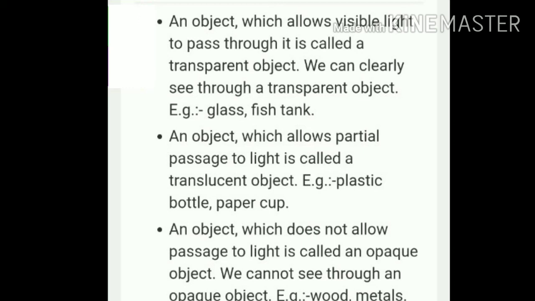Suppose wood or metal. For example, suppose a wooden door is there, and someone rings the bell at the door. Are you able to find out who is there outside? No, we are not. How could we know? Because we are not able to see through the door, because the door is an opaque object.